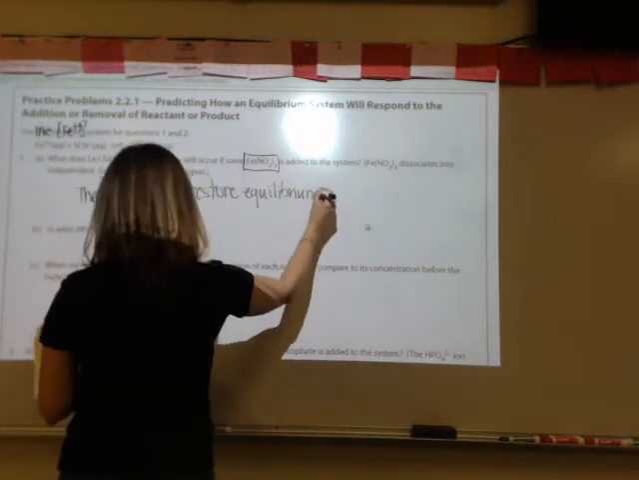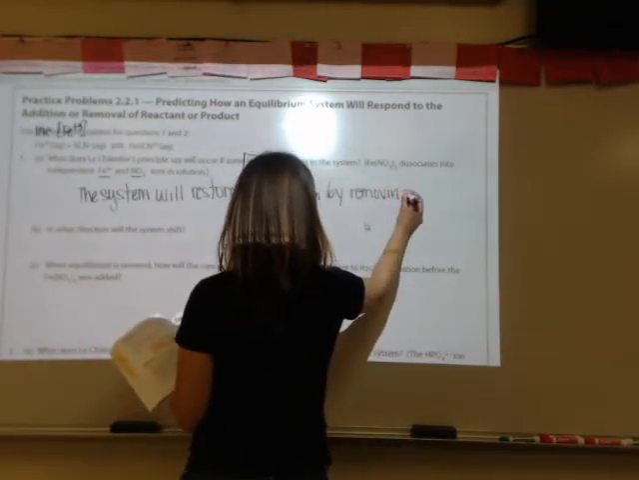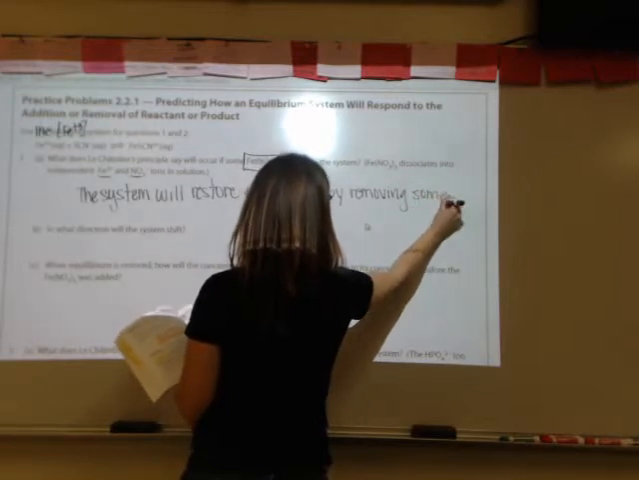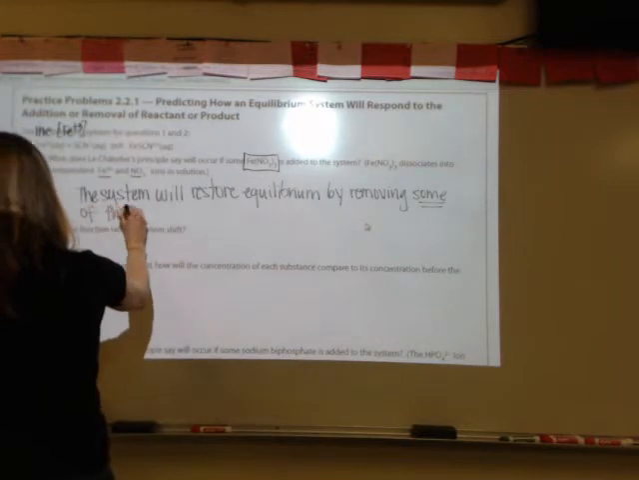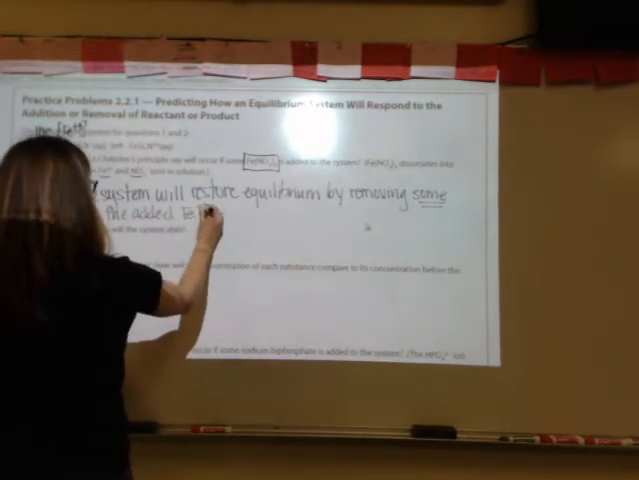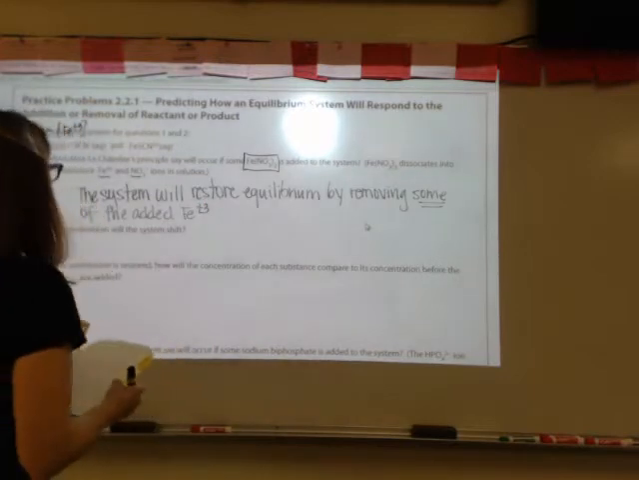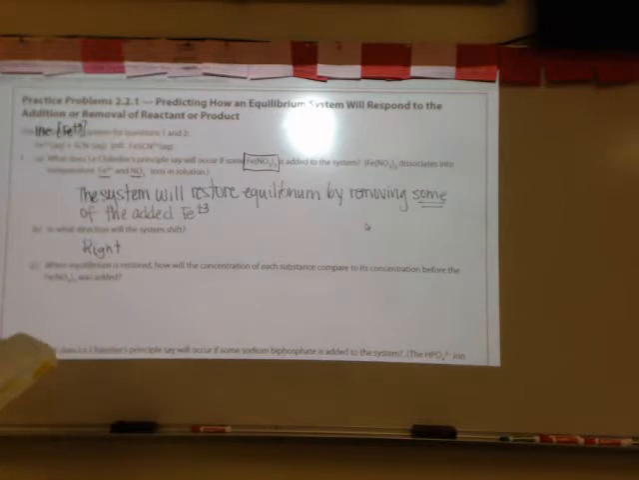So Le Chatelier's principle says that the system will restore equilibrium by removing some of the added Fe+3. So in which direction will I shift? To the right.